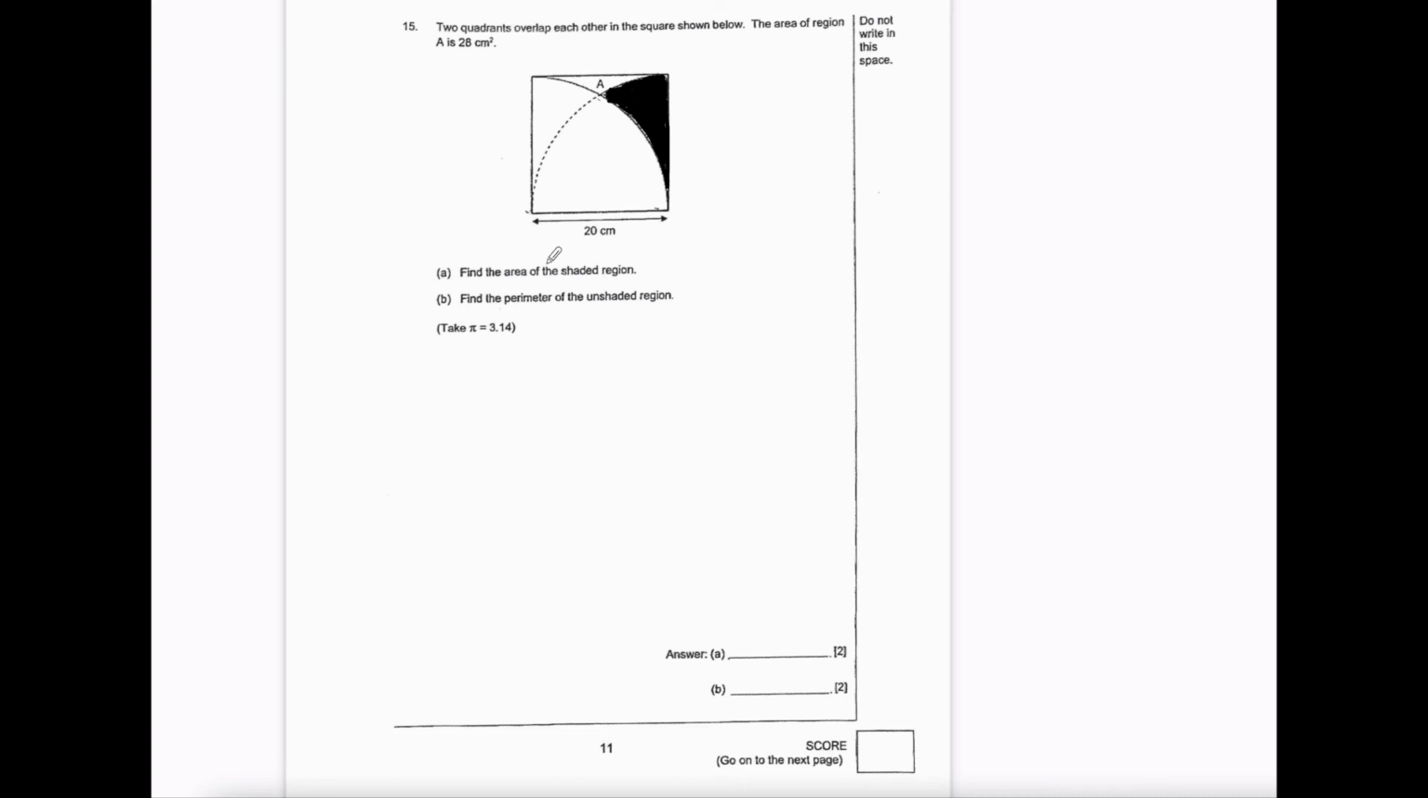So my diameter is 40 and my radius is 20. I'm going to write that down first. Diameter is 20 plus 20, radius is 20 cm. I always like to write down these two things first before I start my question. Find the area of the shaded region. Let's find the area of the square first. Area of square is just 20 times 20.